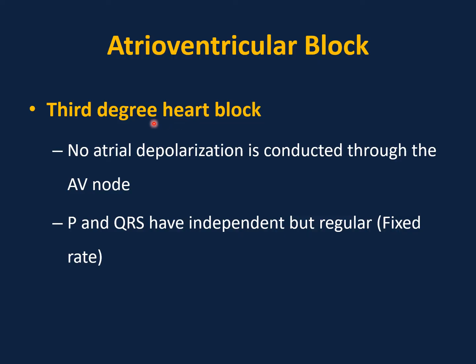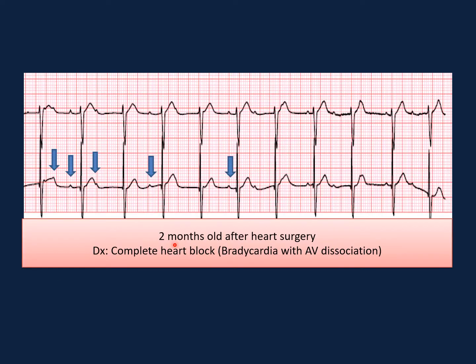Third degree heart block, or complete heart block: no atrial depolarization is conducted through the AV node. So you will see the atrial waves and the QRS complexes are independent. So the P and the QRS have independent but regular or fixed rates. This is an ECG for a 2 months old after heart surgery.